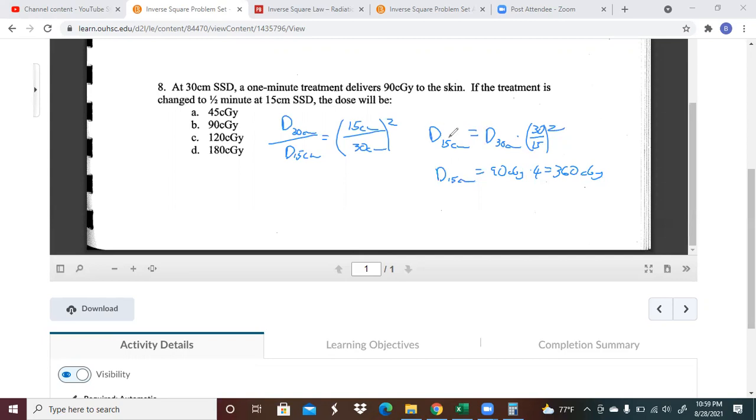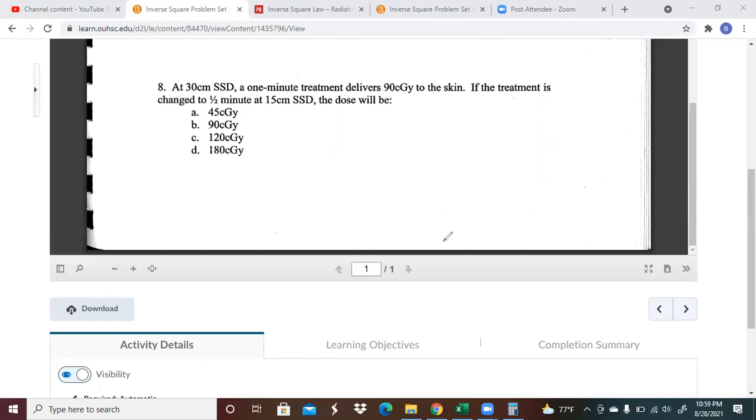No, we are not. Because this dose right here for 30 cm was a 1-minute treatment. So in other words, that 90 centigray was delivered over 1 minute. The treatment time got changed to 1/2 a minute. So what we need to do is take that and divide it by 2. And so that's our answer. So I hope you got a little bit of clarification here on using the inverse square law.